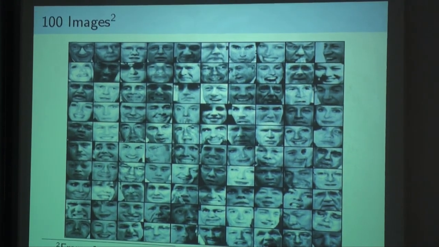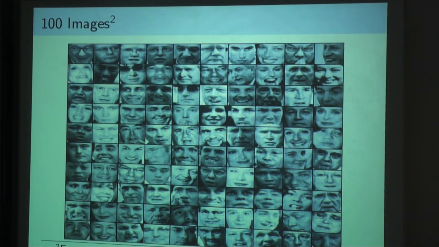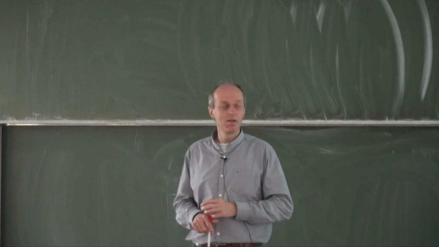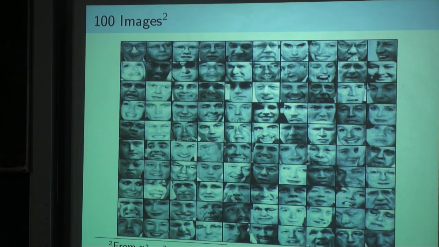Andrew Ng used in his lecture a database with 5,000 grayscale images. Here we have 100 out of these 5,000 faces, and every image is 32 times 32 pixels, and every pixel is not binary, it's grayscale. So every pixel is a floating point number.